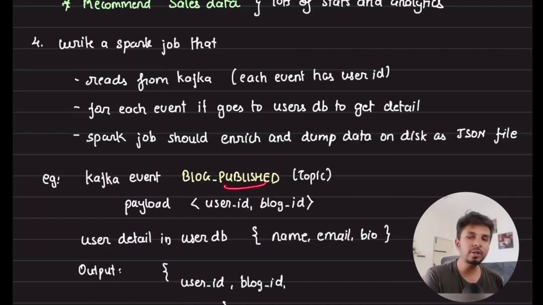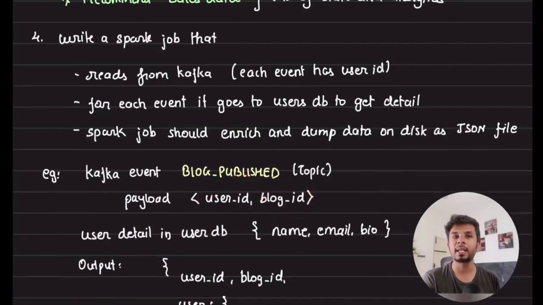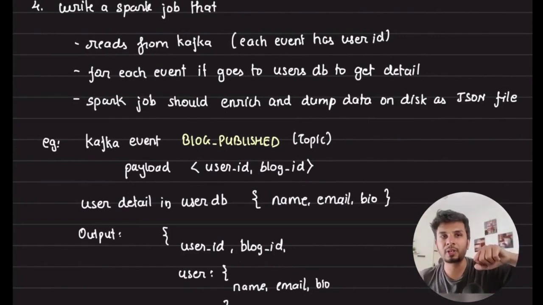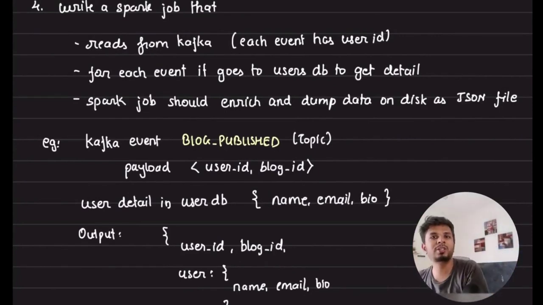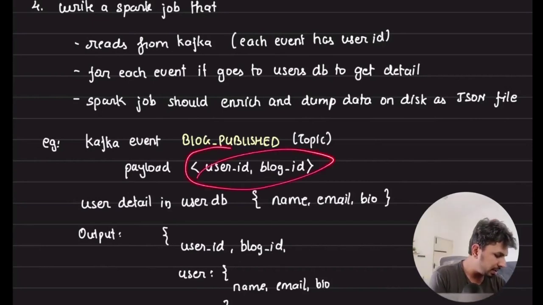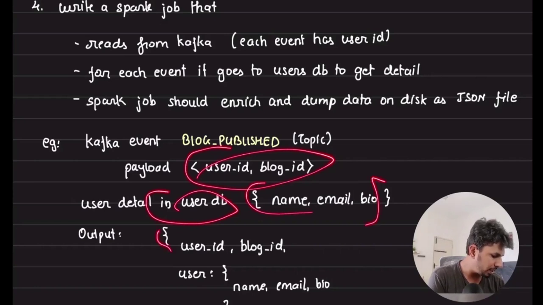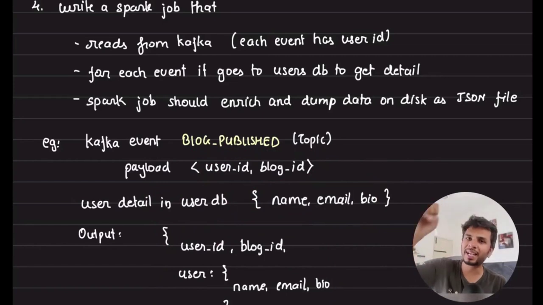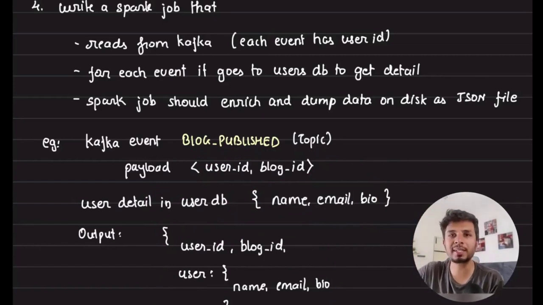For example, let's say you get a blog published event in Apache Kafka with some payload as this is user ID, this is blog ID. Now what you should do in your Spark job is talk to the users database and take the user's detailed information. So you take this event, you take the user information, and you publish this data locally on the disk. That's it. For each event, you are just enriching and putting it on the disk. Ideally, you should put it in some database, but that's okay. We want to understand Spark streaming. We don't want to understand how to write to a database. That's a simple part, right? But for you to understand Spark streaming, this is a very good example to get started.